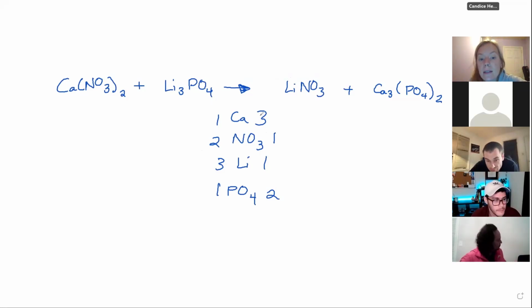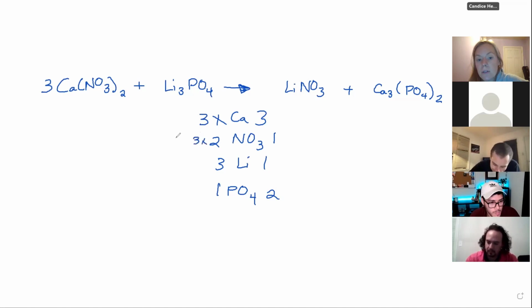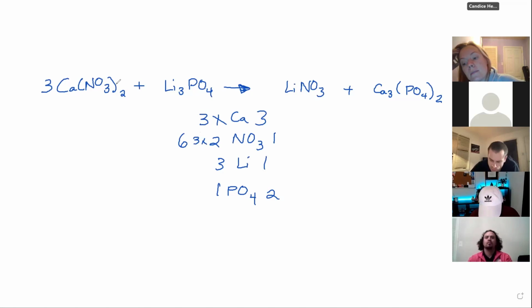We can start with calcium. So there's 3 calciums on the end, so I need to have 3 calciums to begin with. I'm going to put a 3 in front. That's going to change this to 3. It's going to also multiply my nitrates by 3, which is going to give me a total of 6. Okay, so now I have 6 nitrates.